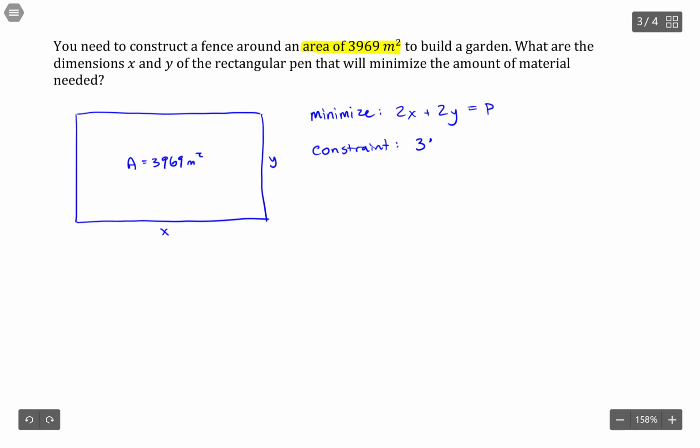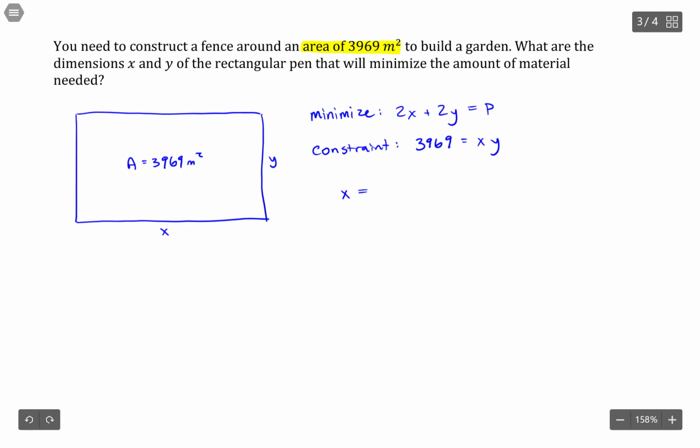And that is calculated by taking the two dimensions, x and y, and multiplying them. So whatever x and y are, whatever we find for them, the product of those two values has to be this number right here. Now, the function that we want to minimize has three variables: perimeter, then x and y. We can't do anything with that until we get it down to just two variables. So that's where the constraint will come in.